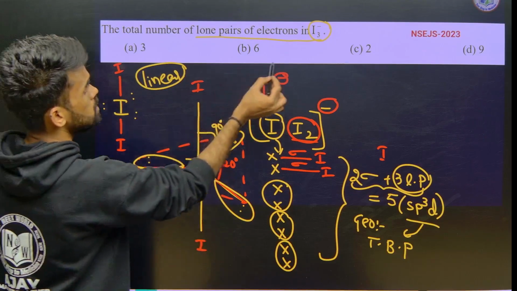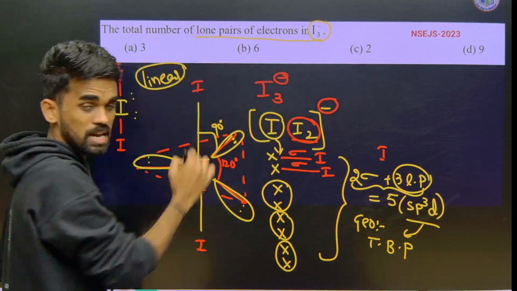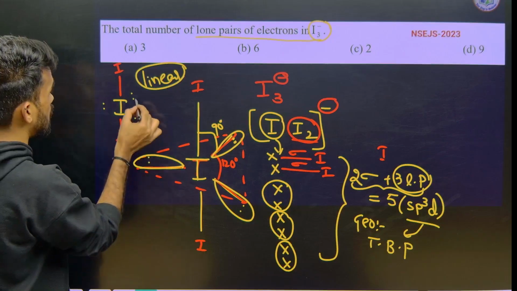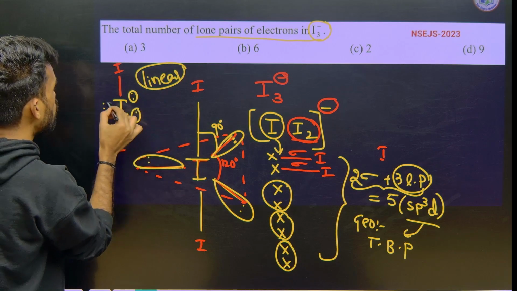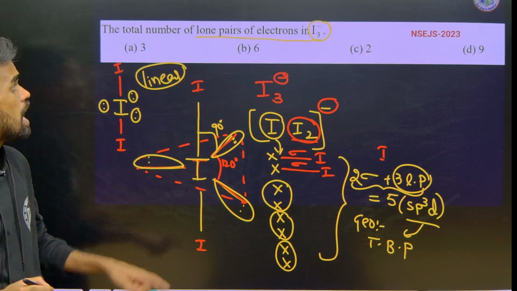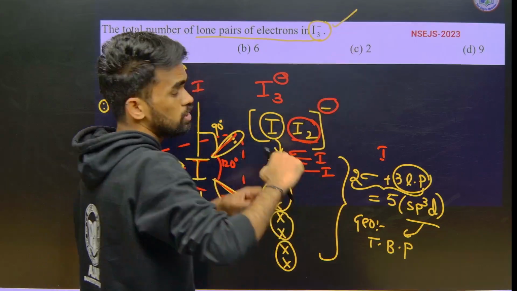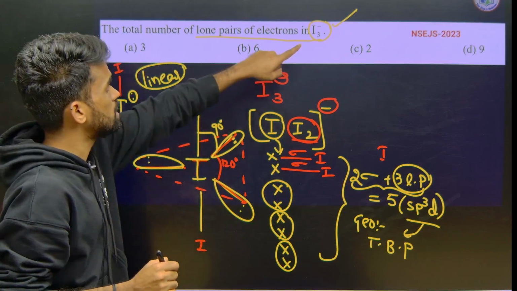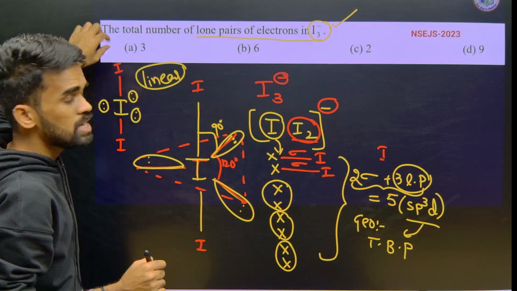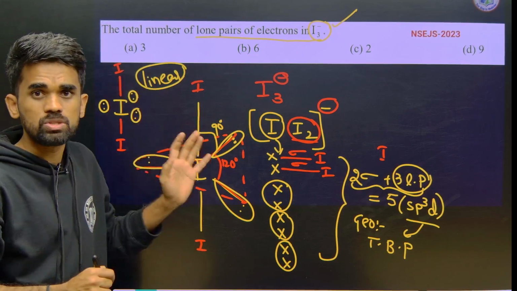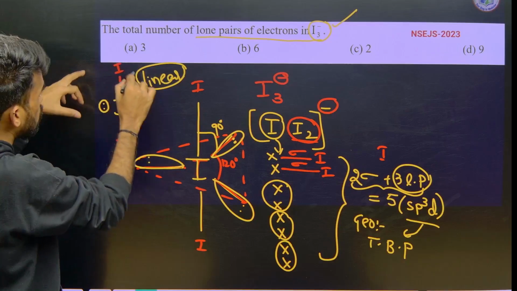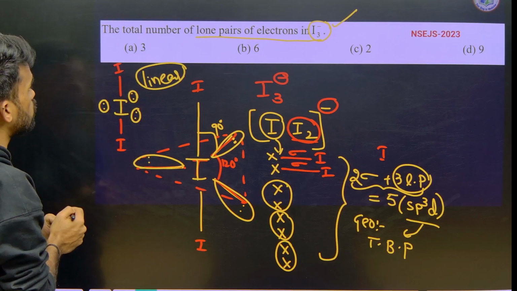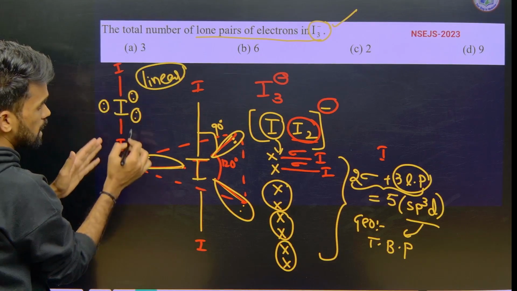So how many lone pairs on the central atom? Lone pair electrons in I3 minus, they are asking. See, if they ask on the central atom, you should say 1, 2, 3 as your answer. But they are asking in I3 minus, in the total molecule. So you should be conscious whether they are asking for the central atom only, or the surrounding atoms also, or everything. So here they are asking about everything. In this case, you need to check the other iodines also.